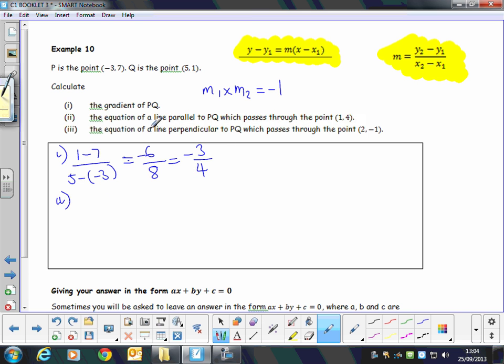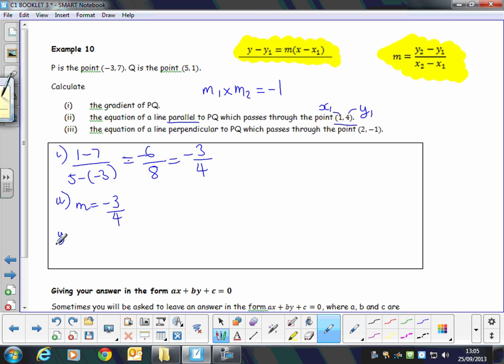For the second part, I've got to find the equation of a line parallel to PQ, which passes through the point 1, 4. So if a line is parallel to PQ, that means it's going to have the same gradient as PQ. So the gradient is going to be the same as PQ, which is minus 3/4. And then I've been given this point here, so this is going to be my x1 and this is going to be my y1. And now I can plug these values into this formula here.